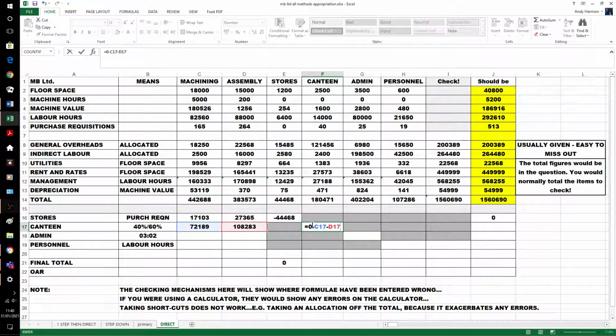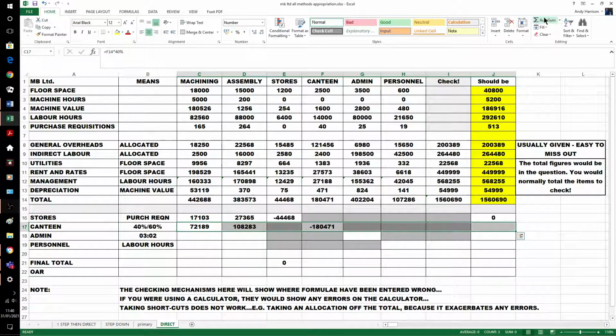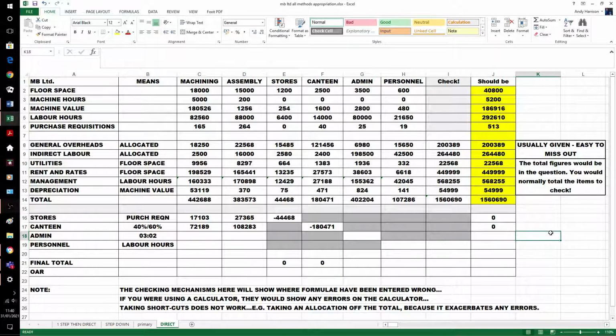Missed, but spotted it. So if any of these don't come up to 0, it's telling you you've made an error somewhere, formula or calculator one.